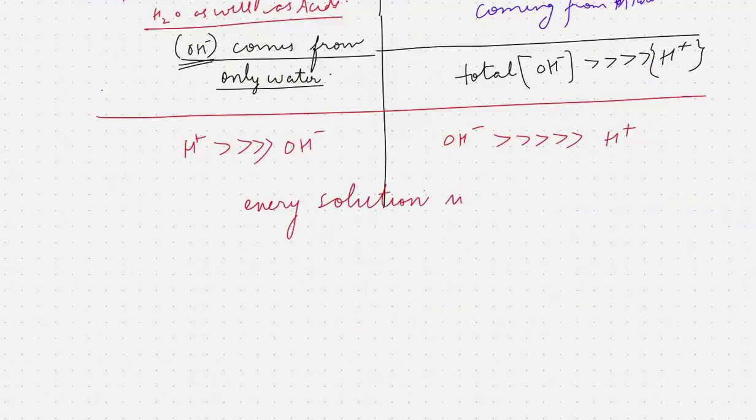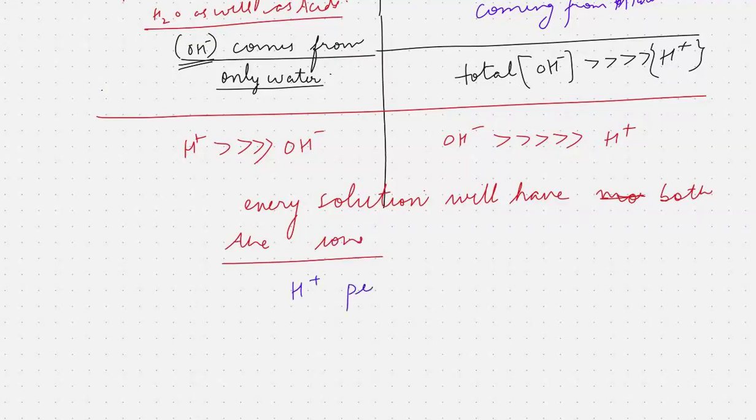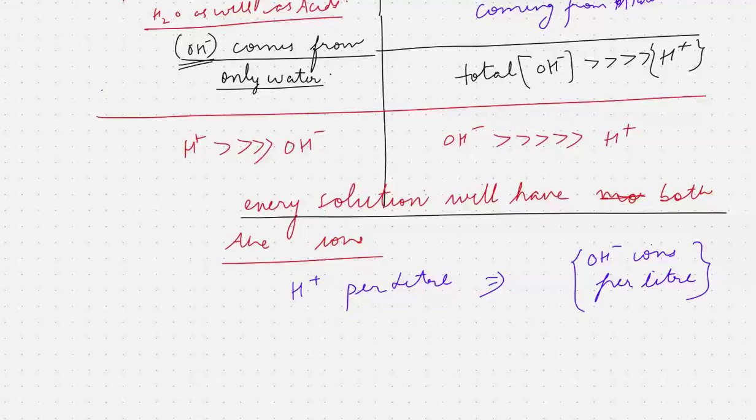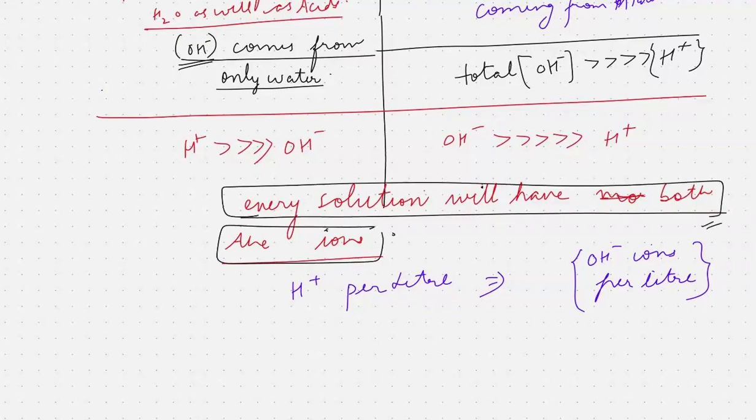Every solution will have both the ions. So if I tell you the number of H plus ions we have per liter in a solution, and if I tell you the number of OH negative ions per liter, you understand? So every solution will have both the ions, the H plus ions and the OH negative ions. So I have to know that.